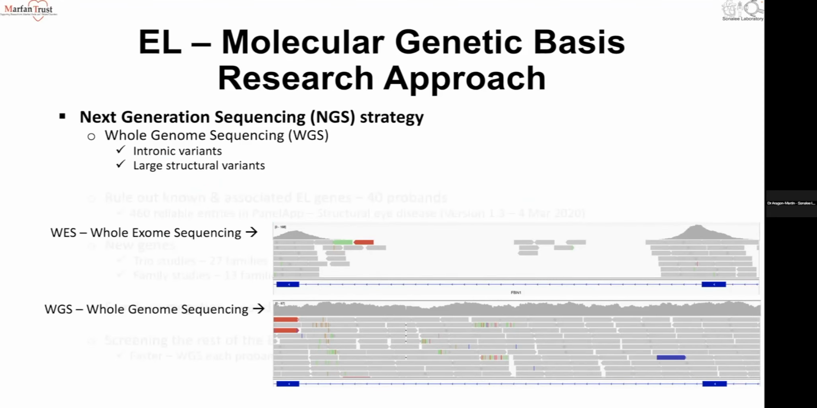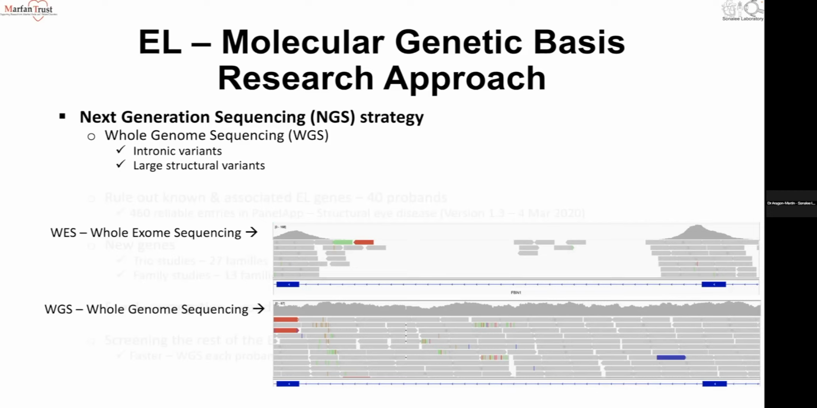This is why we designed a new research approach. Our approach is to use NGS to discover new genes in EL using the cutting-edge technology called whole genome sequencing. This will allow us to interrogate regions that are not routinely studied when looking for mutations in the FEN1 gene, like intronic variants or large structural variants.